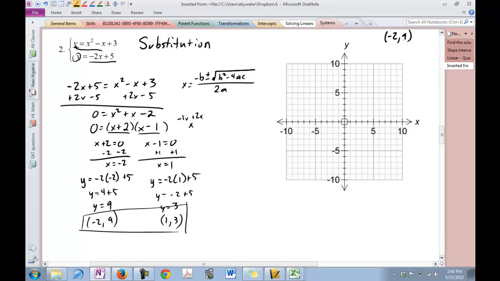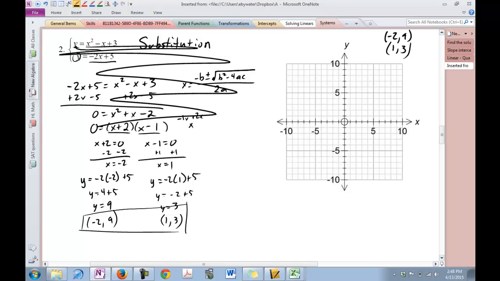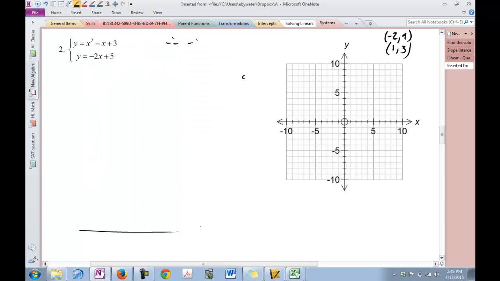Negative 2, 9 and 1, 3, because I want you to compare that to what we get when we do graphing. So I'm going to go, because when I go, everything disappears, except for maybe a couple of things that I missed. And now we're ready to go do graphing. Our favorite. Graphing is easier to spell. Even when I'm talking, I can spell graphing even if I'm not thinking. So let's go ahead and graph.